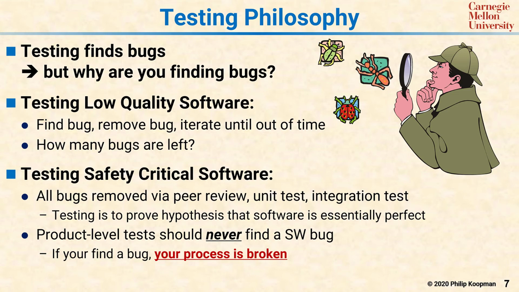And so when you're testing safety-critical software, you treat finding a bug in product test as an all-hands emergency that your process is broken and you need a big fix to make sure that all the other bugs that must have slipped through also got taken care of. That's in stark contrast to everyday software where testing is basically debugging.